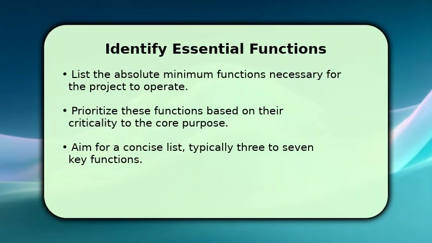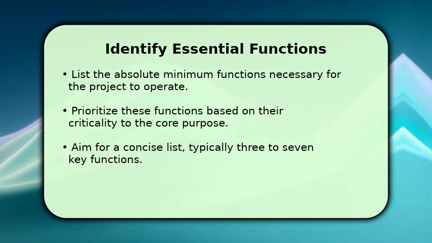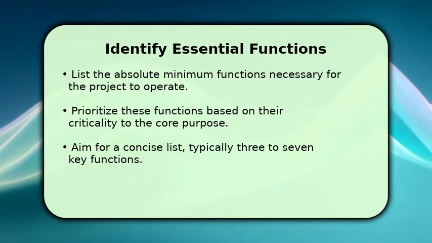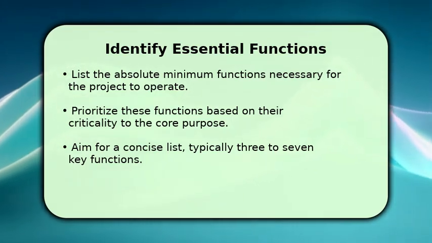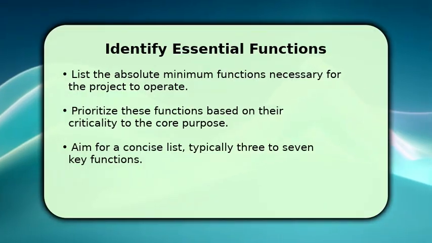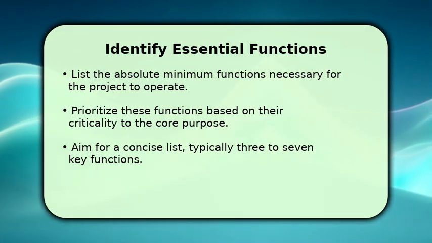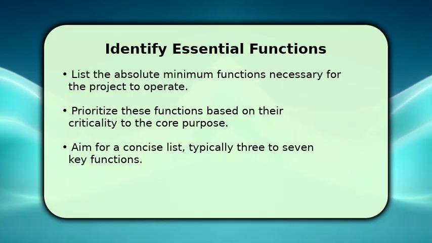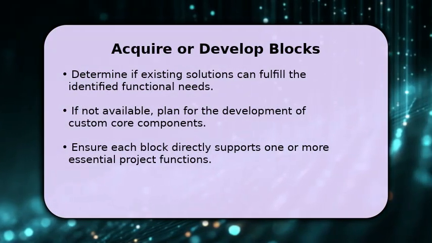Next, identify the essential functions. These are the absolute minimum capabilities your project needs to operate. Think about what it absolutely must do. Prioritize these functions based on their criticality to the core purpose. You should aim for a concise list, typically comprising 3 to 7 key functions, to maintain clarity and focus on what truly matters. Finally, it's time to acquire or develop your core blocks.